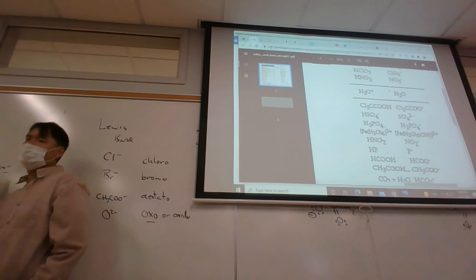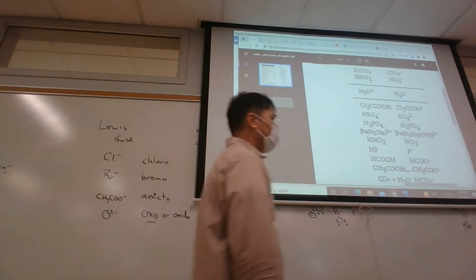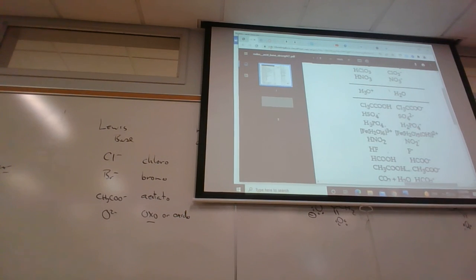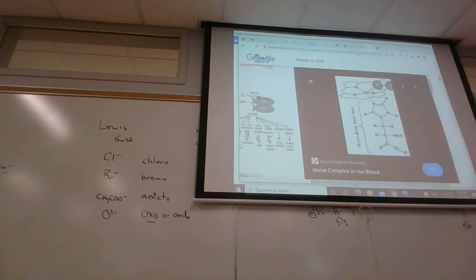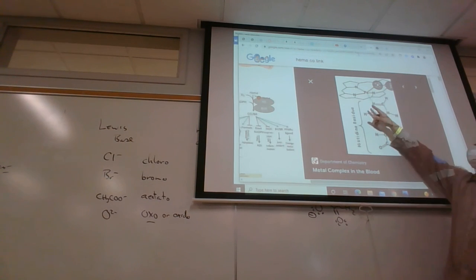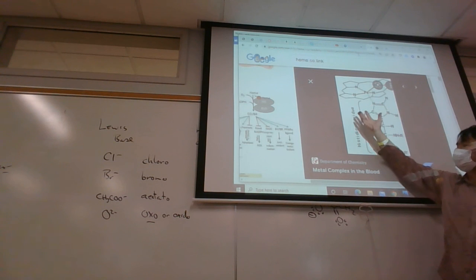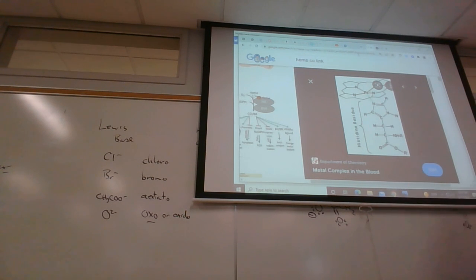So iron's sitting here in your blood, and it's going to be attacked by Lewis bases. What are the Lewis bases that are going to attack your iron? It's going to be this weird molecule here. This is called the heme, which shows this carbon and other things. This is not a very detailed structure of the heme group. But let me see if I get a better structure of it.